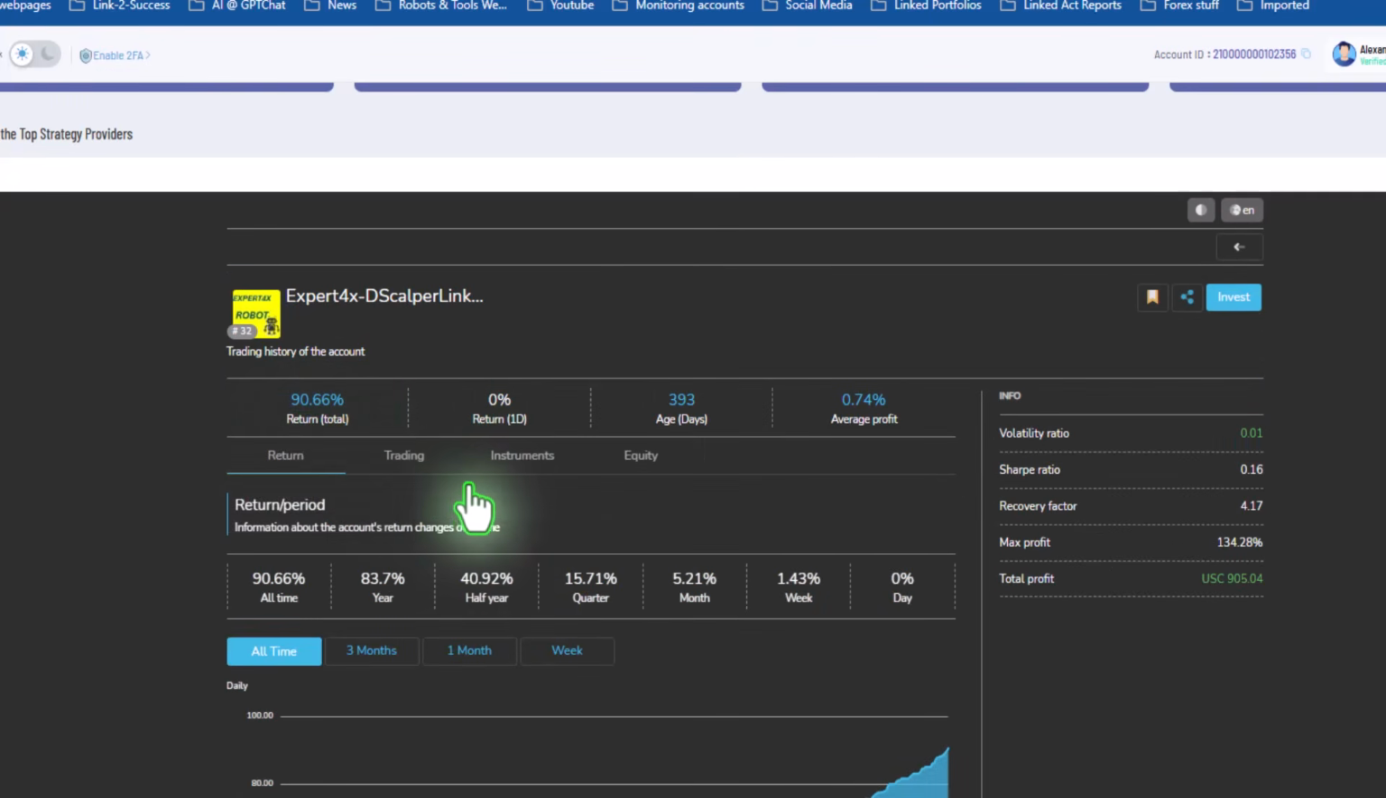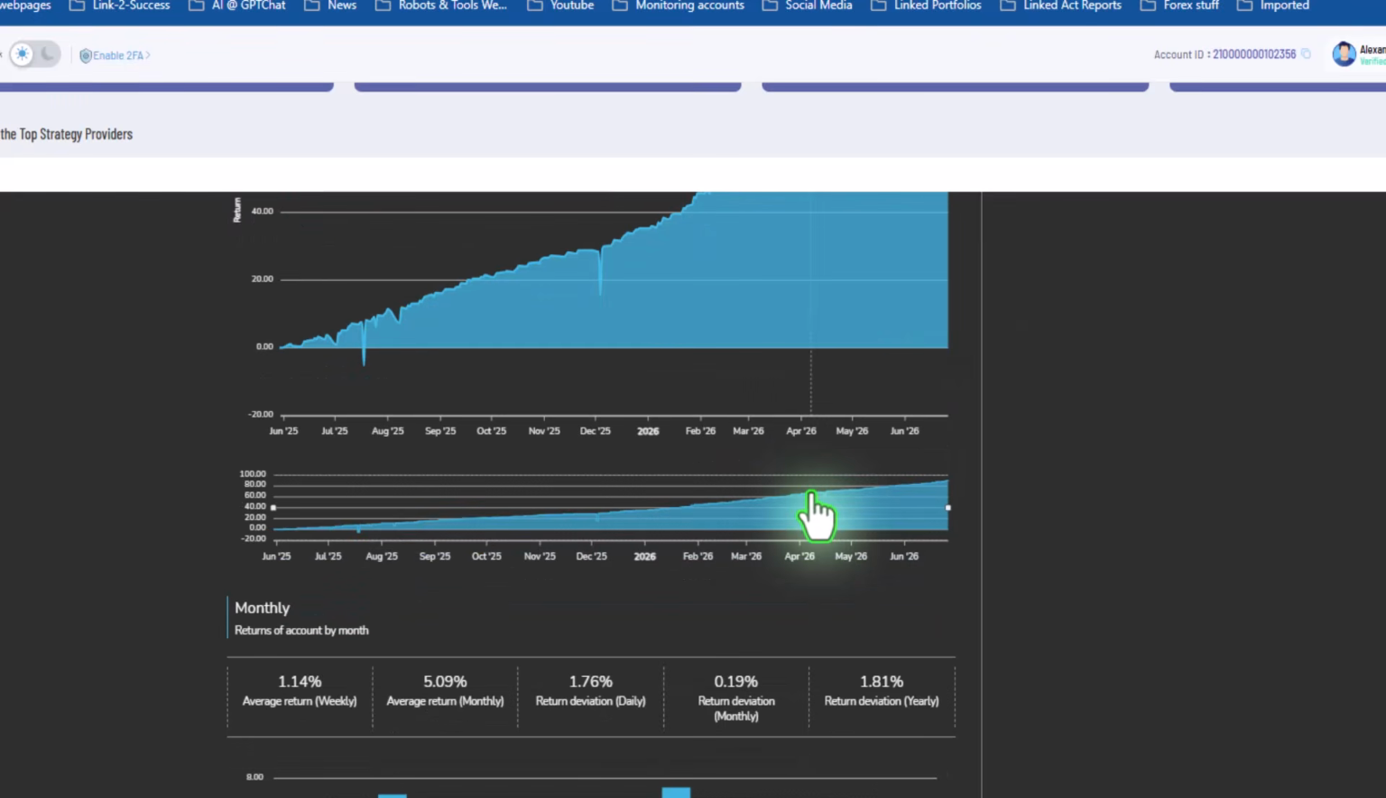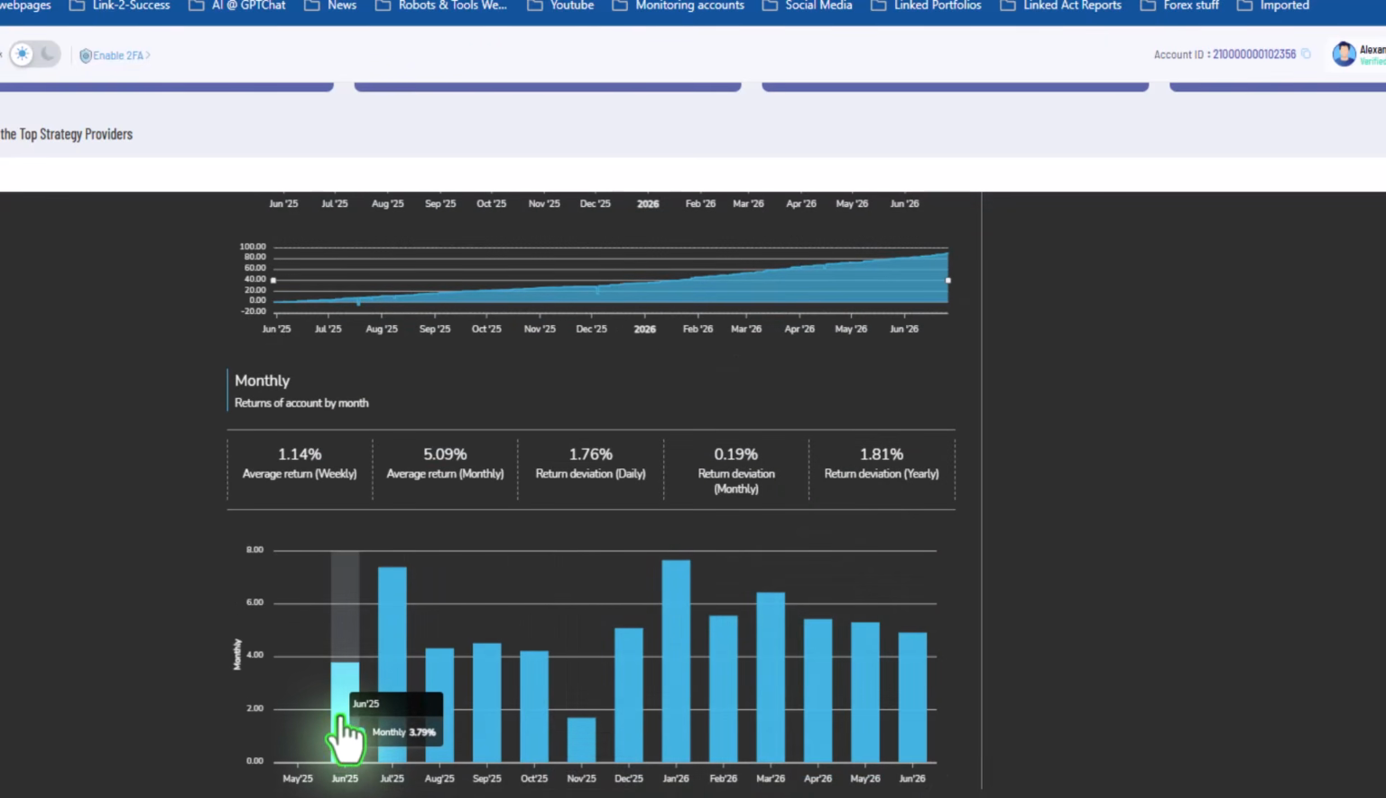The return that it's made is about 90% over just over a year, so it's basically almost doubled the account in a year. It has a nice smooth equity chart, and if you look at the monthly returns, they are consistently around 5%. It's actually 5.09%, and the weekly return is 1.14%. So that's why this is a very attractive account.